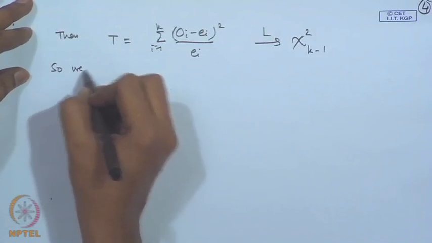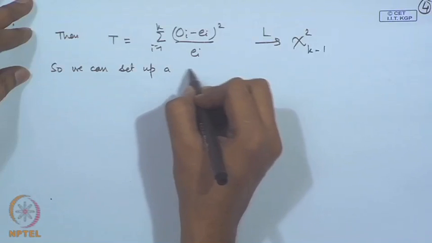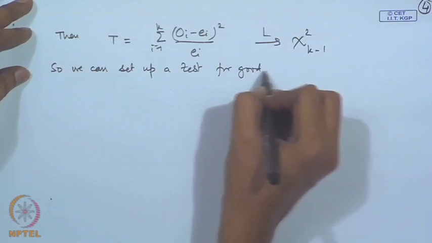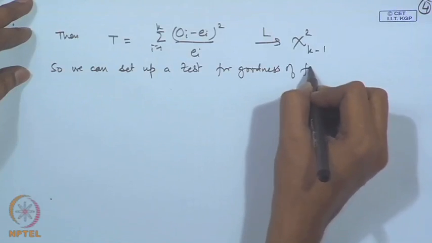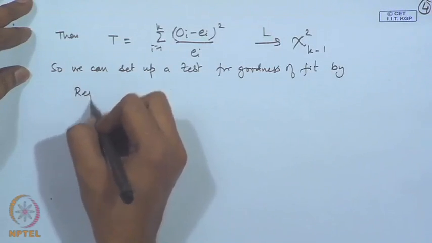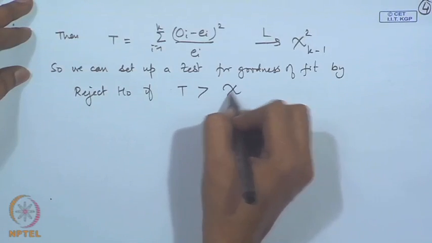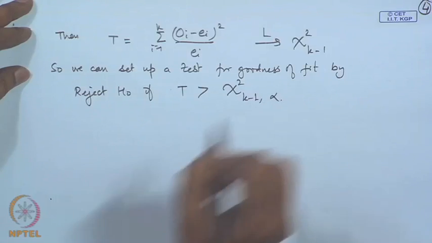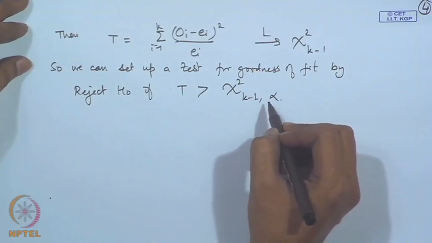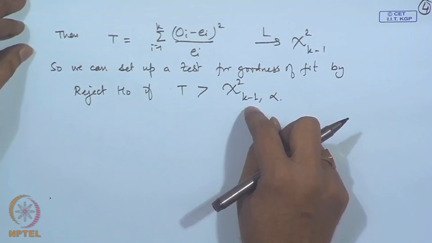So, we can set up a test for goodness of fit by: reject H naught if T is greater than chi square k minus 1, alpha, where chi square k minus 1, alpha is the upper 100 alpha percent point of the chi square k minus 1 distribution.